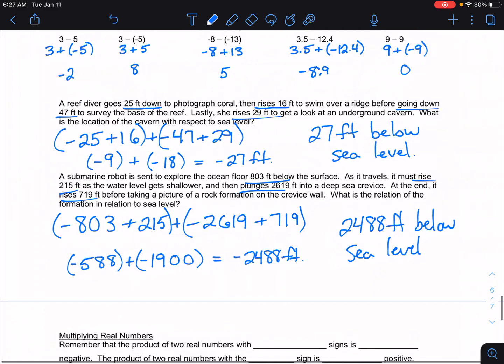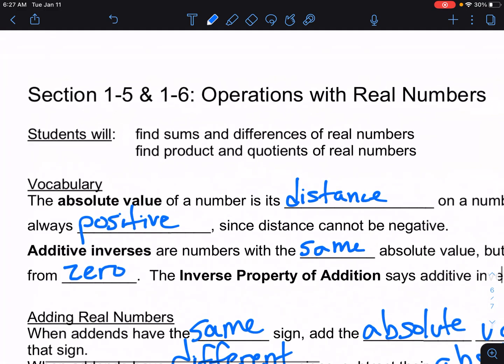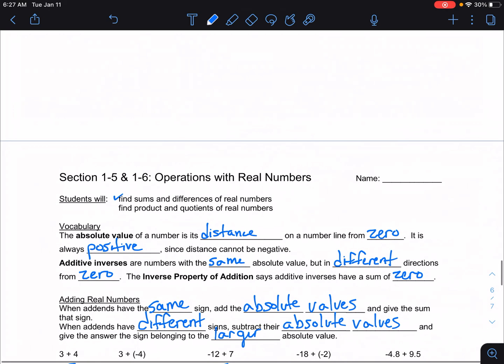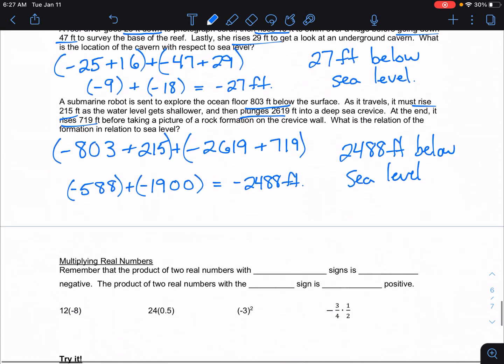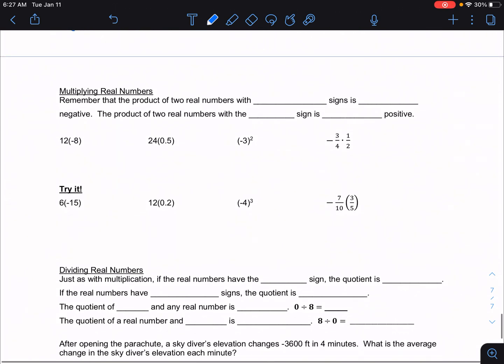Okay, so that should do it for addition and subtraction. That was our first goal, was to find sums and differences. Now let's take a look at our second goal for today, which is to find products and quotients. In other words, let's switch to multiplying and dividing.